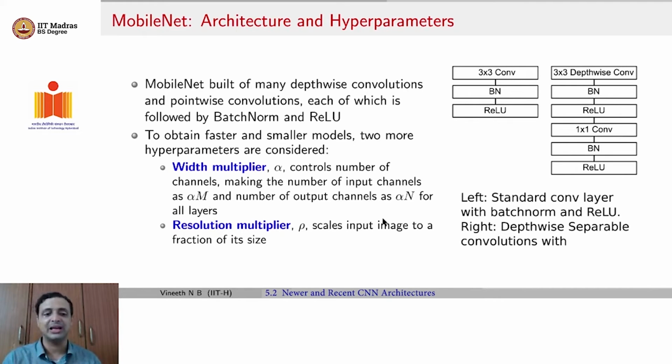In that case, it could get scaled up. Similarly, the resolution multiplier scales an input image to a fraction of its size based on constraints that you may have in a particular setting. So that allows you to use the same idea to develop a family of models that cater to different constraints in the setting where this model is used.